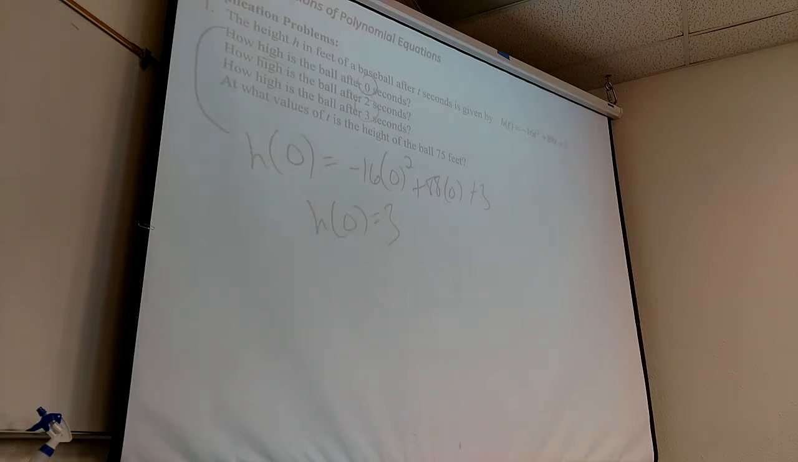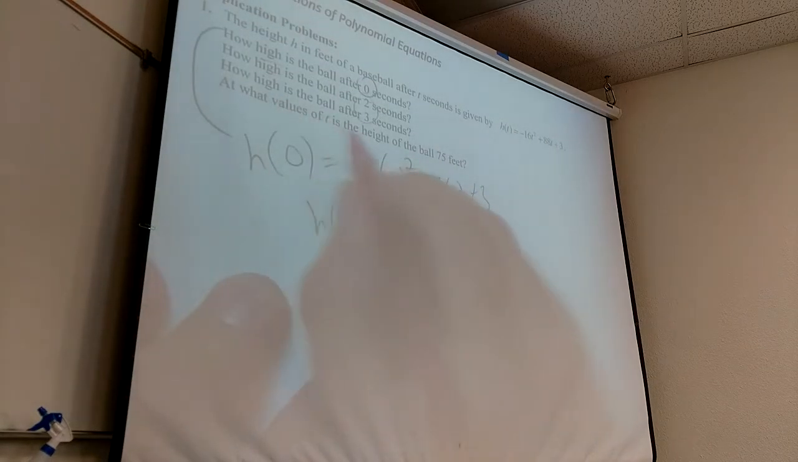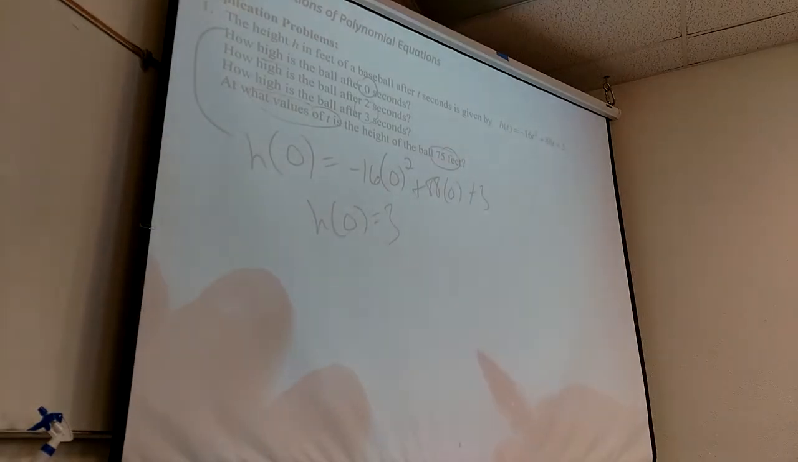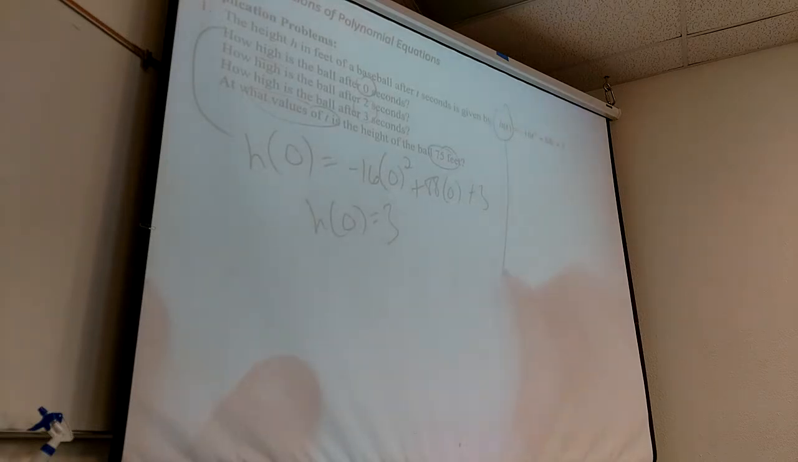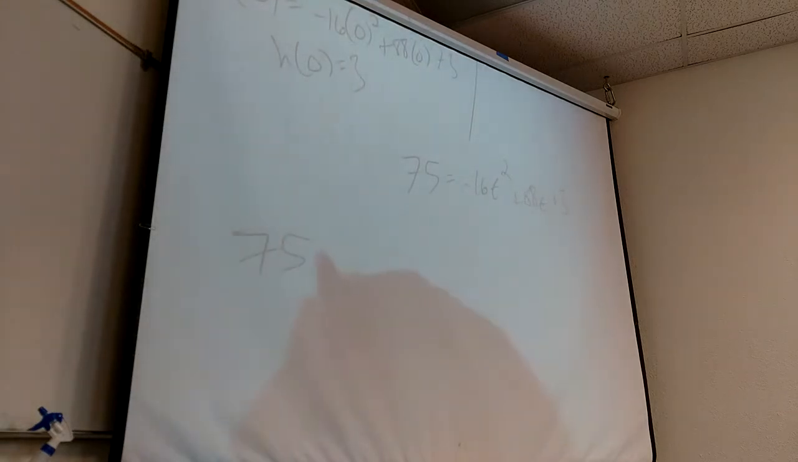Okay. Now here's the interesting question. At what values of T, at what time, is the baseball 75 feet up in the air? So where do I put 75? It's not 75 seconds. It's not a time. I replace h of t with 75. I want the height to be 75. Let me write that again. So I get 75 equals negative 16t squared plus 88t plus 3.